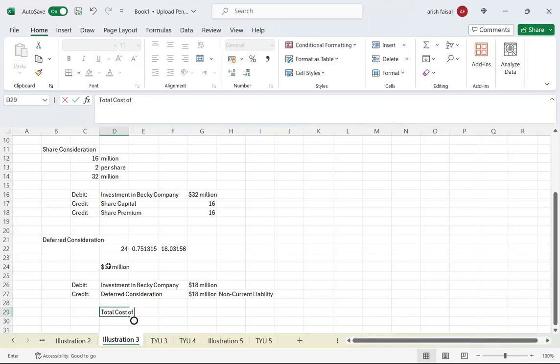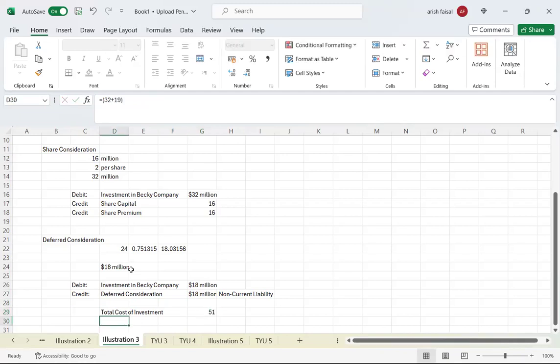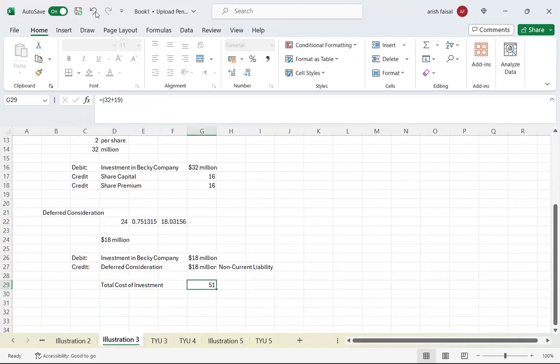Total cost of investment will be 32, that's for the share consideration, and 18, that's for the deferred consideration. So that will give me a total of 50 million. 51 in this case, because we have just rounded up. Sorry, 18, yeah, so 50. So that's a total of 50 million over here. That's the total cost of investment, which you will be using in the goodwill calculation too.